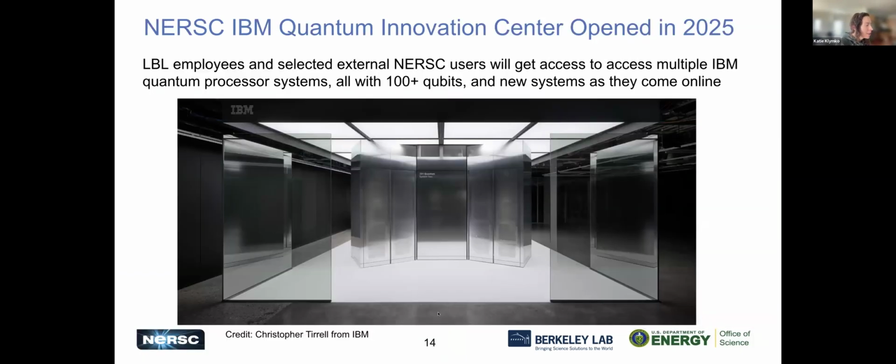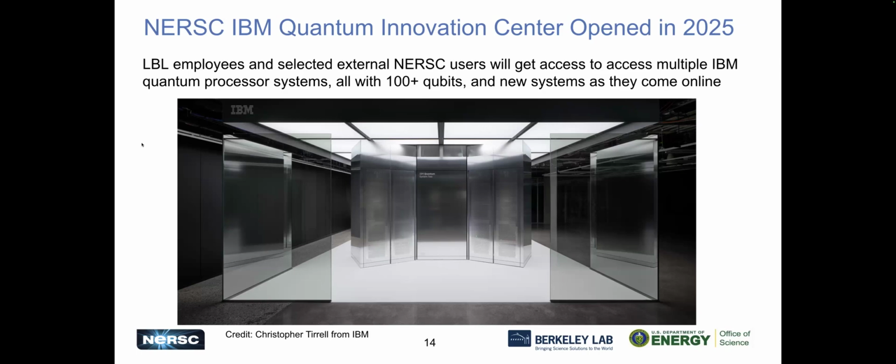So Don's going to take over and tell you about our new collaboration with IBM. Yeah, so in the last couple of minutes of this presentation, I'll discuss a bit our newest program that Kitty mentioned that was just announced last month. So starting now, we have the IBM Quantum Innovation Center available to LBL employees and selected external NERSC users. You can apply to this program. I'll discuss some more details on how to get access and how to apply in the next few slides.